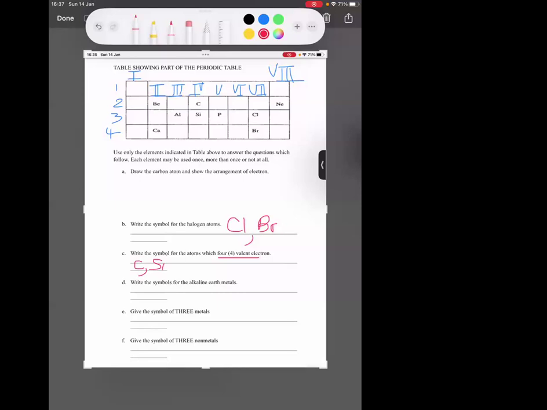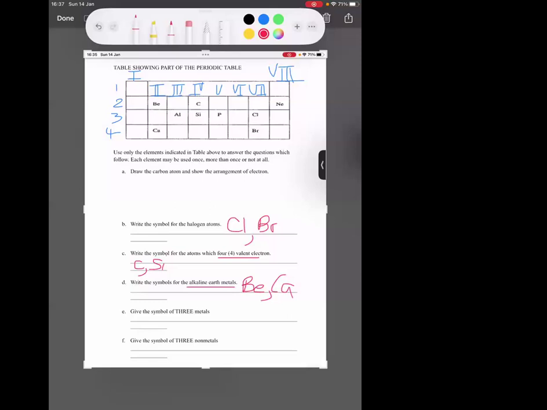Write the symbol for the alkaline earth metals. Alkaline earth metals belong to which group of the periodic table? Group 2. Alkaline earth metals belong to group 2. So where are they? Beryllium and calcium.